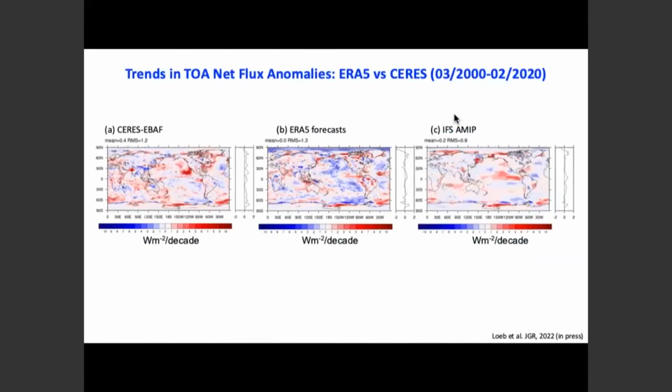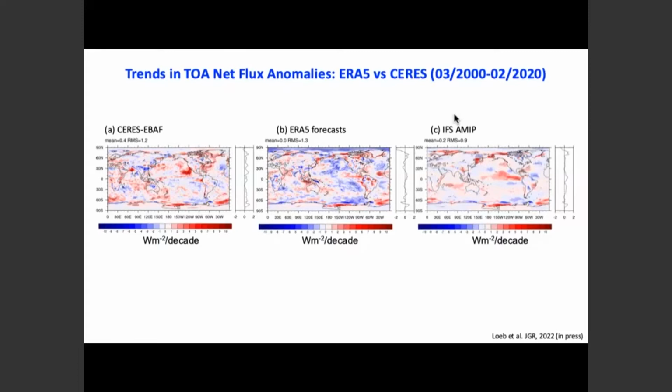We've also looked at trends in ERA5, as well as a version that uses the same model run in AMIP mode. And what we're finding is kind of a surprising result. So the left plot here shows the net flux trends from CERES, and you see that big signal in the East Pacific in the low-level clouds. It's not there in the ERA5, not at all. It's sort of there in the AMIP, but it's actually in the wrong place.